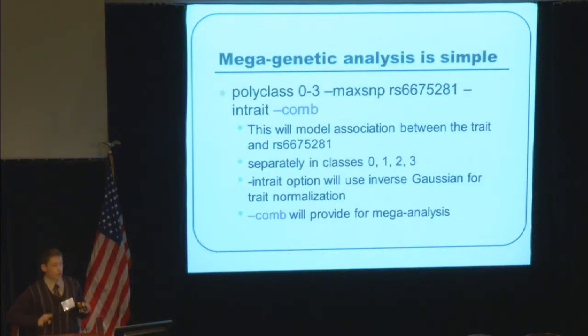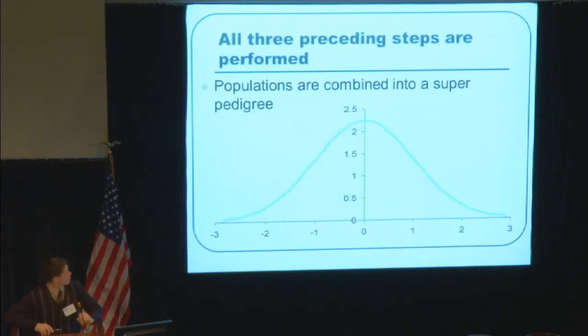Now, can we model this in the entire super pedigree? Well, we can, and we basically just type the same polyclass command, except now we add the comb option. And this combine option will actually model the association between the trait and the SNP in the megagenetic analysis, where the classes 0, 1, 2, and 3 are added into one superfamily or super pedigree, and where we're actually going to boost the number of homozygotes for the minor allele to a quite substantial number.